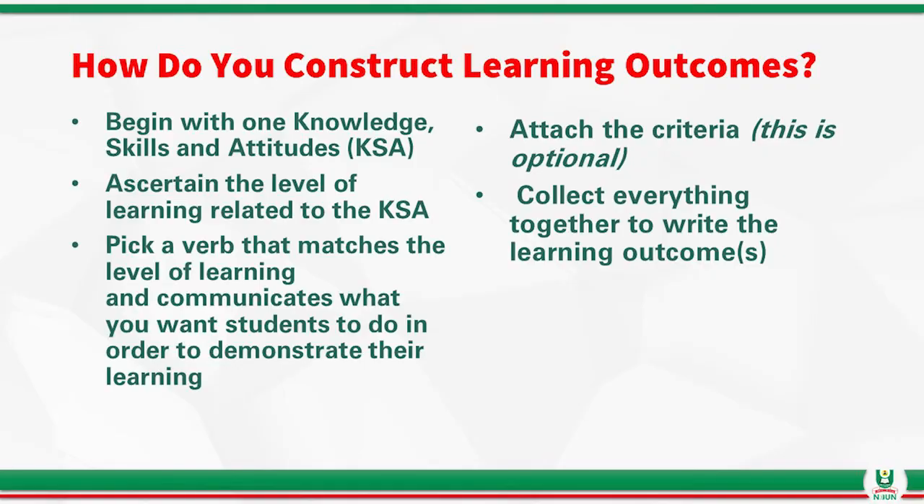Now, let's go forward. How do you now construct your learning outcomes? Begin with one: knowledge, skill, and attitude, which is popularly called KSA. Ascertain the level of learning related to the KSA. Pick a verb that matches the level of learning and communicate what you want the student to do in order to demonstrate their learning. Attach the criteria where necessary. Collect everything together to write the learning outcomes.